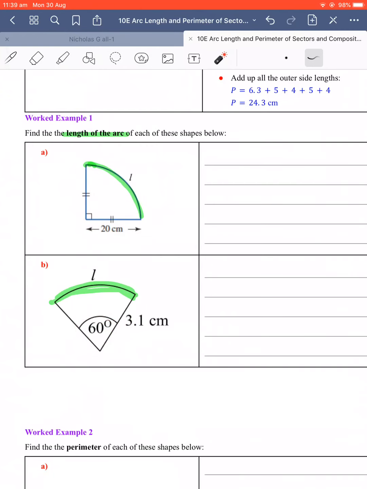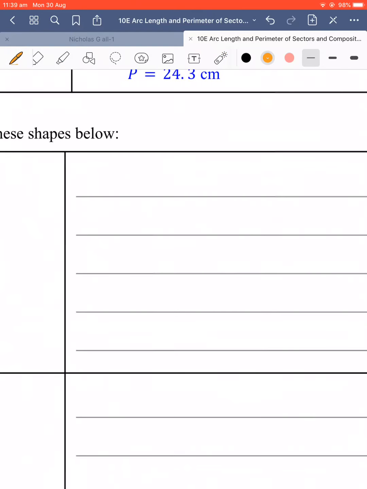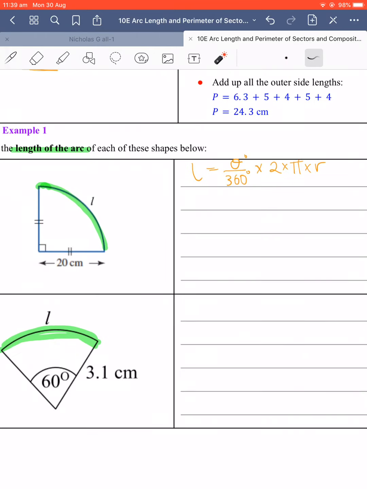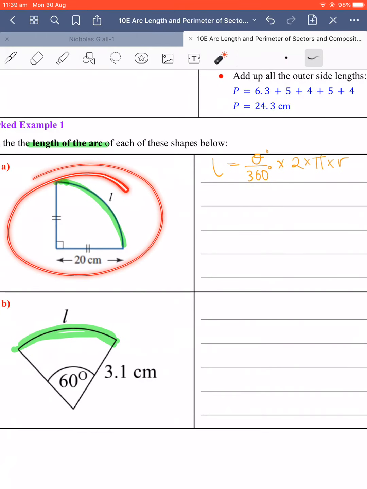Quick little recap for our formula. Really important to write down your formula every single time. For the length of our arc, we do whatever our angle is, divided by 360, and then we multiply that by our circumference of our circle, which is our standard formula of 2 multiplied by pi multiplied by r. So let's see what information we do have from this particular question.